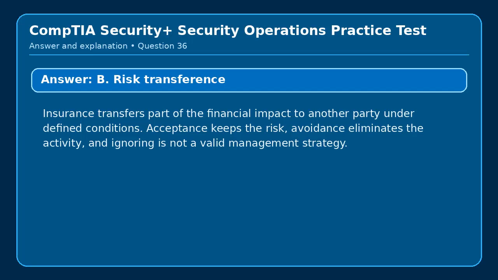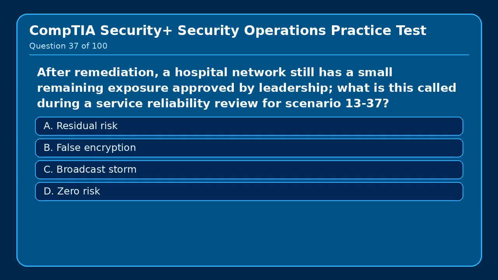Question 38. Which due diligence item should a university department request from a vendor that will host sensitive data while updating the runbook for scenario 13 to 38? A. A shared administrator password. B. Permission to bypass contractual review. C. A promise to avoid all documents. The answer is D. Security questionnaire, audit report, and data handling commitments.